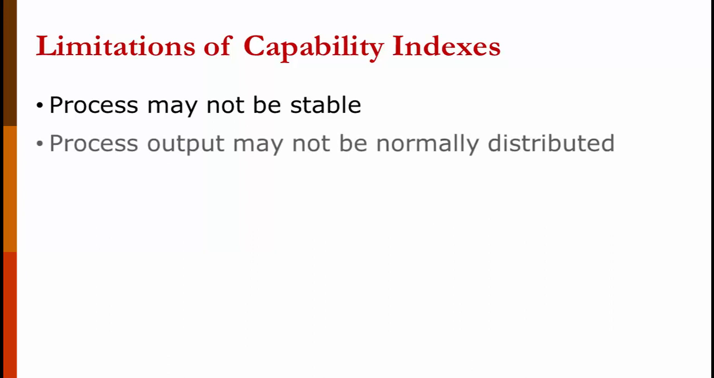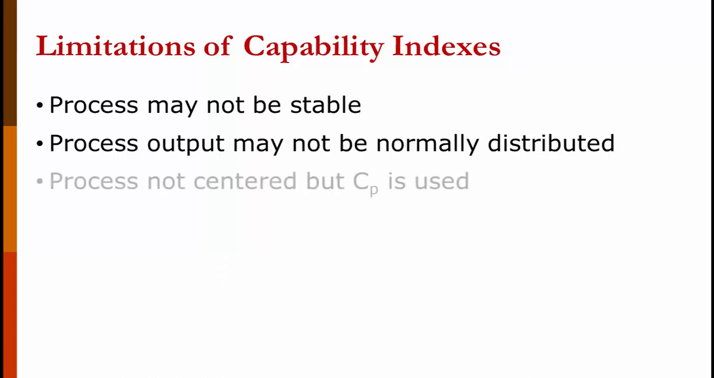Second, the process may not be normally distributed. That's an assumption of both the process capability index and the process capability ratio. The further your process is from being normally distributed, the more misleading the values can be. The third is the process not being centered, but using the process capability ratio, CP. That's always a risk, and that's why it's always better just to use CPK, the process capability index.